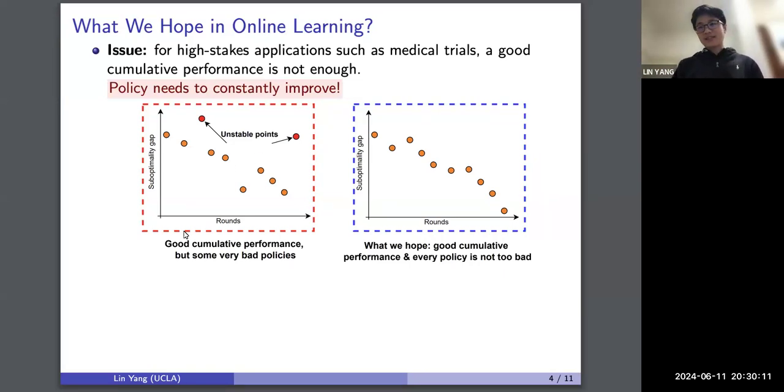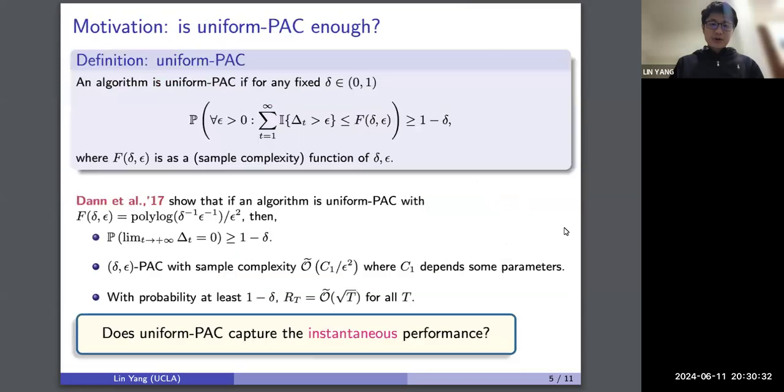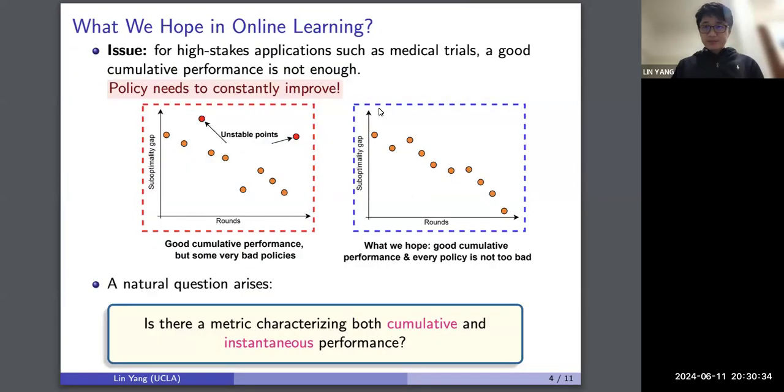For instance, on the left-hand side, you can add these red points that are very bad, but the overall regret or PAC bound is the same as before. Basically, the left and right have the same PAC bound and regret bound, but the left case is very bad. So how do we handle this? We should call this kind of decrease in suboptimality the instantaneous performance. At any time t, we require our performance to be good. You cannot add any bad things into it.